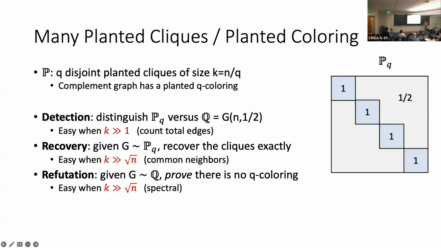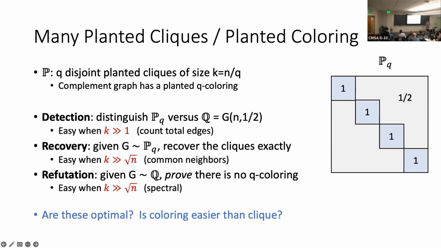Does anyone see how you can use that algorithm as a black box to refute colorability? I told you already you could refute a K clique when K is bigger than root n. So what if I want to refute the existence of these cliques that partition everything? You do the same. Yeah, right. If it were a Q colorable graph, there would have to be at least one clique of size K equals n over Q. So just do the same exact thing: refute the existence of that one clique. Is that okay?